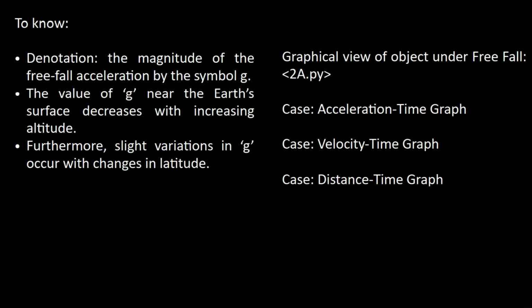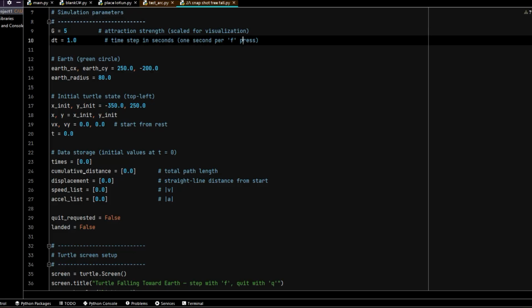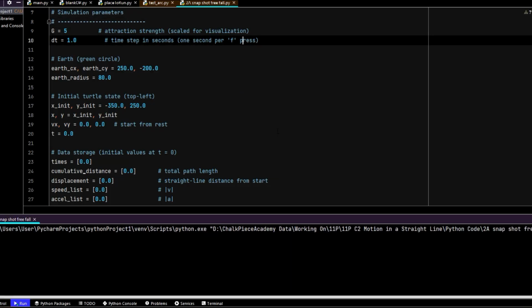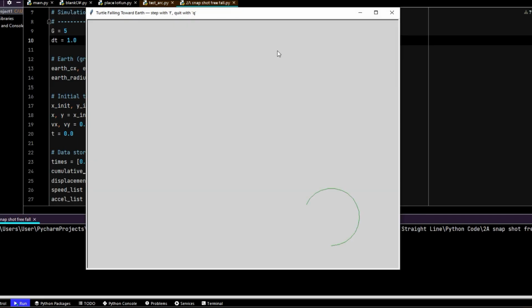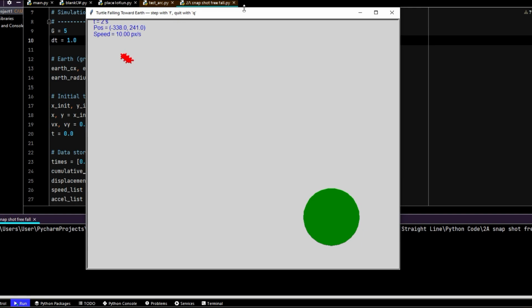So graphical view of an object under free fall. So let me show that. That is supposed to be Earth. So we have an object. Say I leave it. So what happens? It will start falling in this way. So what is happening? Yes, the object is accelerating because it's covering unequal distance in equal intervals of time.